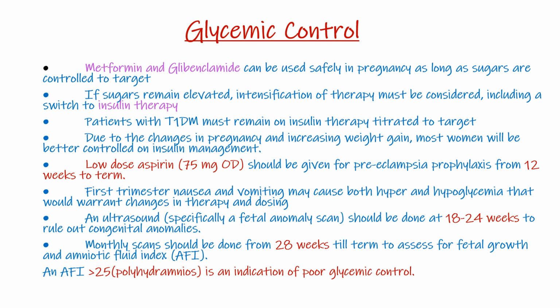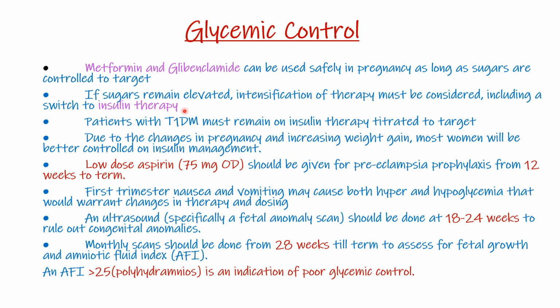So this depends on what type of diabetes this woman comes in with, because this is pre-existing diabetes. And we have two types of diabetes, the major ones: diabetes type 1 and diabetes type 2. Diabetes type 1 is when we have insulin dependence, so the therapy will majorly be insulin. Diabetes type 2 is where we have insulin resistance, and majorly we give this patient oral hypoglycemic agents such as metformin. So metformin and glibenclamide can be used safely in pregnancy as long as the sugars are controlled within targets. However, if the sugars remain elevated, then intensified therapy must be considered, including a switch to insulin therapy.